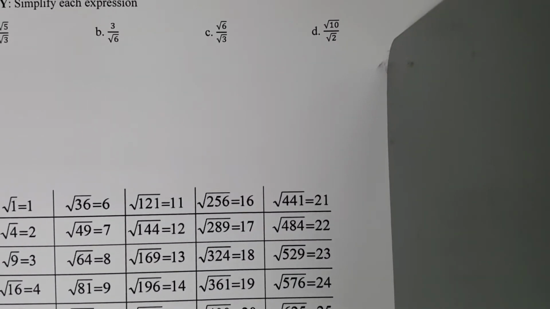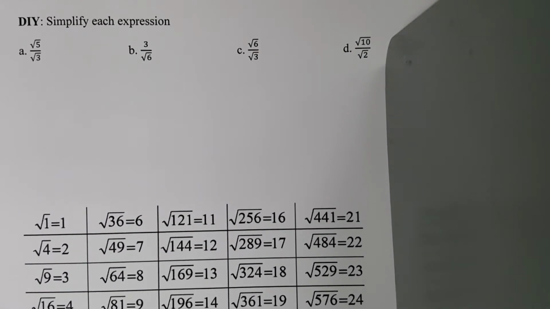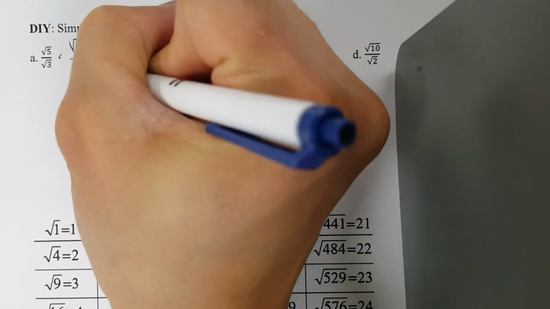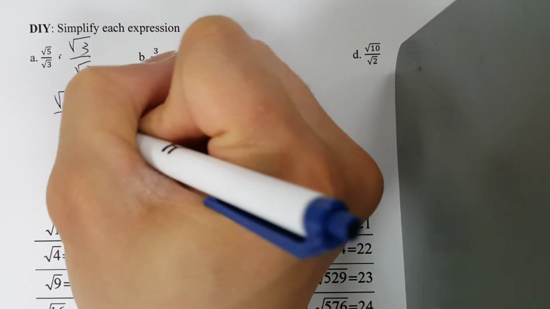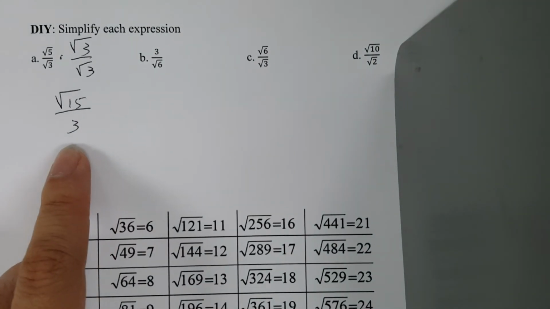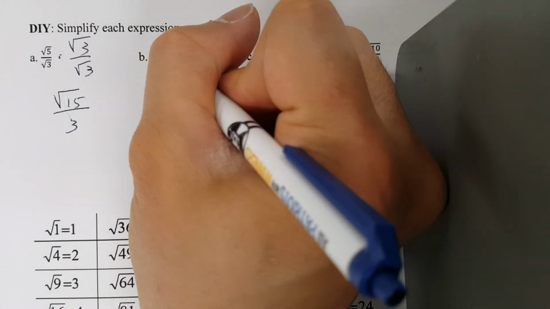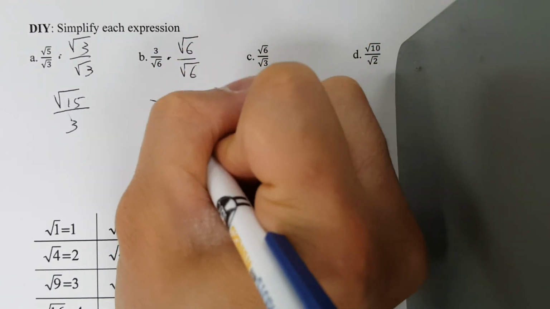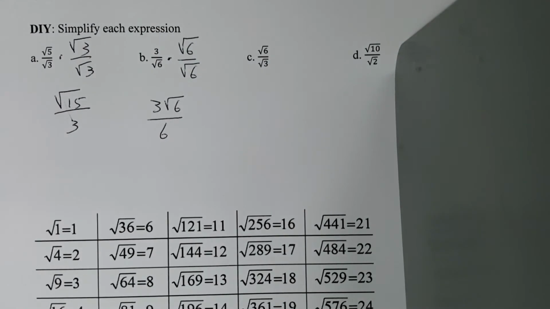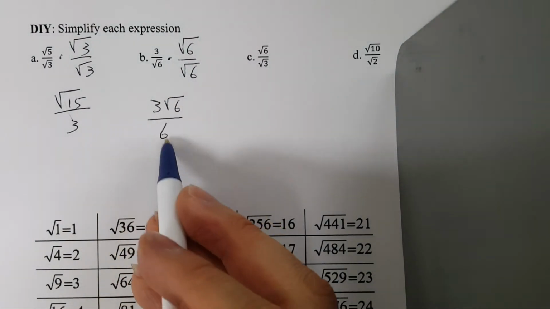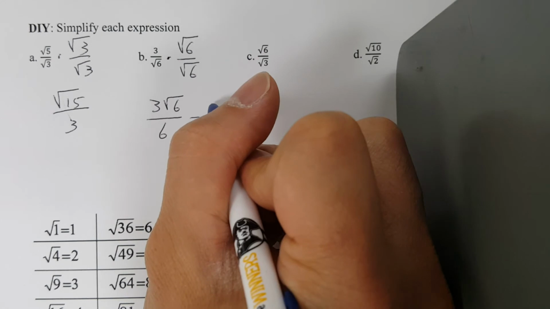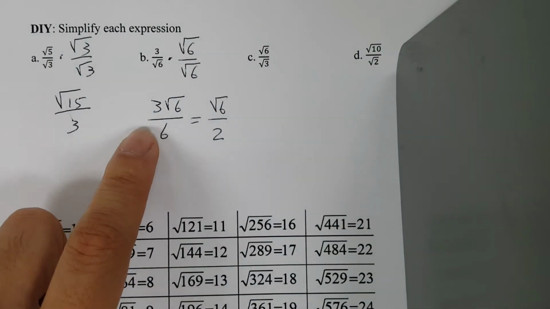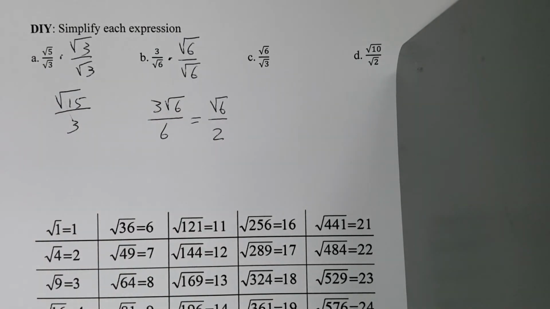Okay? So here are the answers for the DIY. The first one, you multiply top and bottom by root 3. So this becomes root 15 over 3. You cannot simplify root 15, so it stays like that. Letter B, I multiply top and bottom by root 6. That gives me 3 root 6 over 6. I can simplify 3 and 6 by 3. So that is just root 6 over 2. Right? There's a 1 here, but we don't really write the 1 in math.